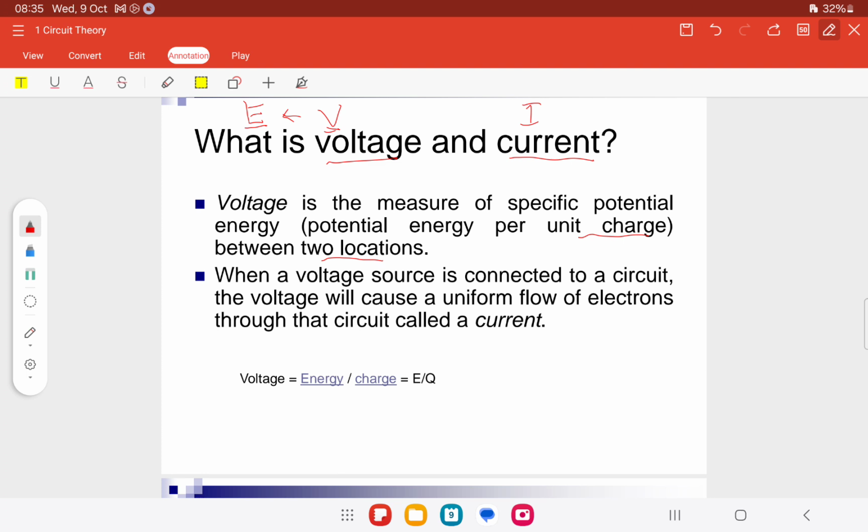If one point is 5 and another below is ground, which is 0, that means 5. If there is another voltage in the middle, then you have to look at its polarity, add or subtract. It is the difference. So that is the voltage: the difference in electric potential between two points in a circuit. When a voltage source is connected to a circuit, the voltage will cause a uniform flow of electrons through that circuit, called a current.